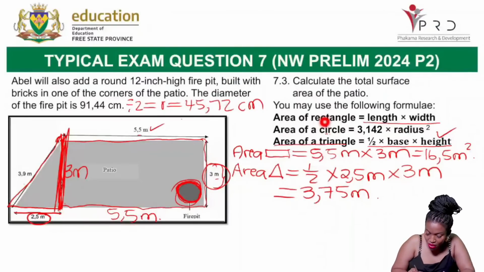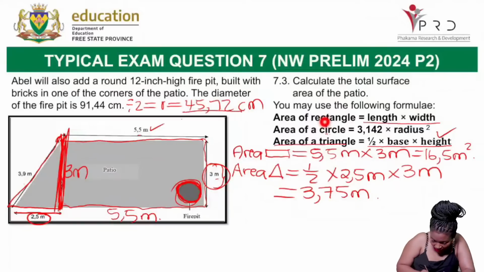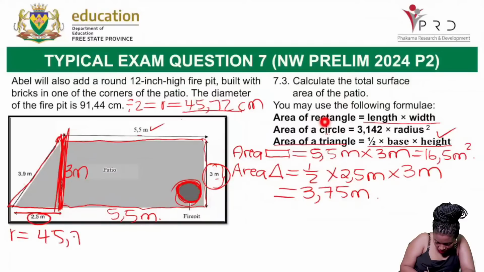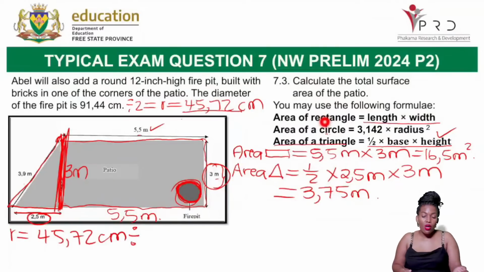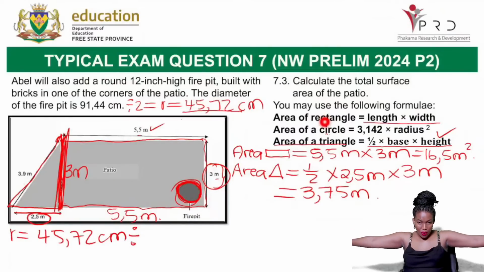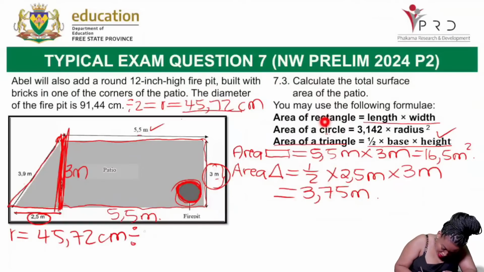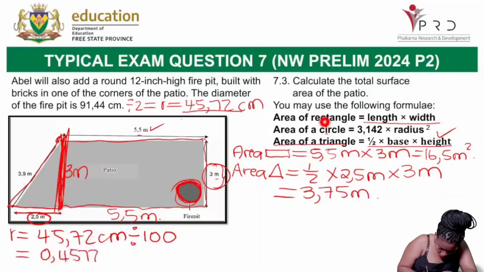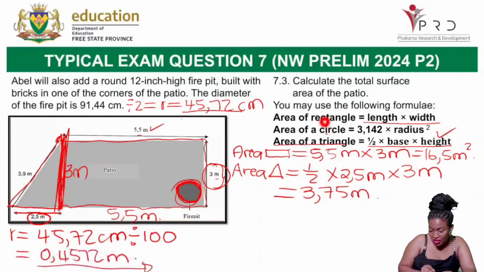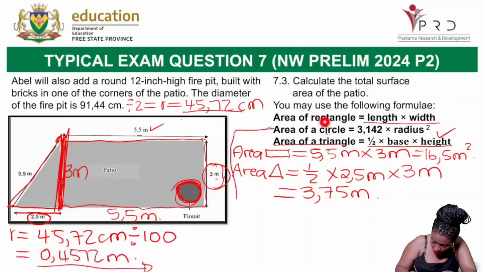So let us convert from centimeters to meters. Let me write it here. The radius is 45.72 centimeters. So to convert from centimeters to meters, we are converting from a smaller unit to a bigger one. Therefore, we are going to divide. We divide by how much? By 100. So the answer that I'm getting there would be 0.4572 meters. So that is the new radius in meters. Then let us say the area of the circle.